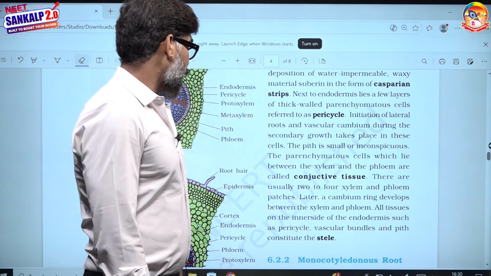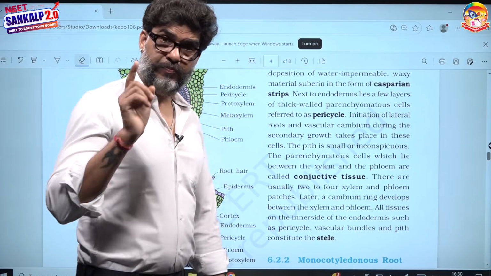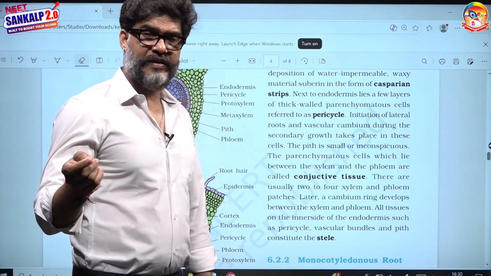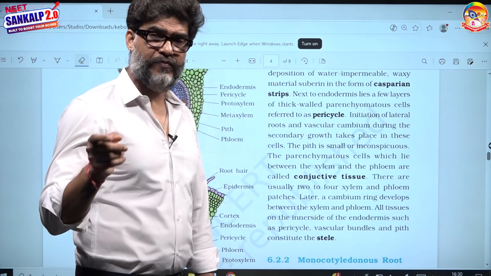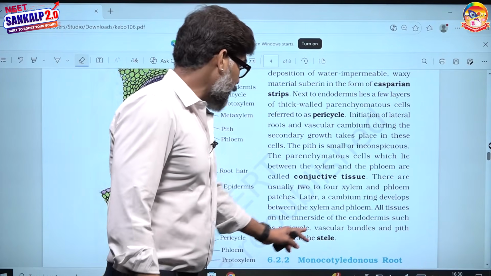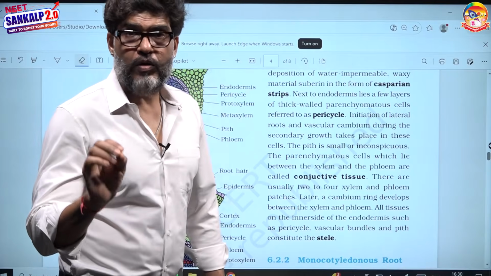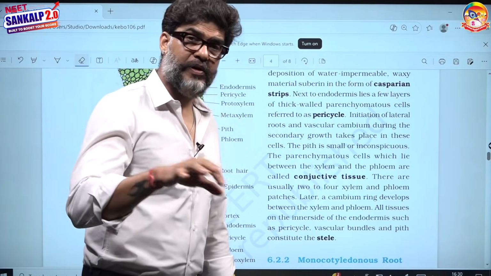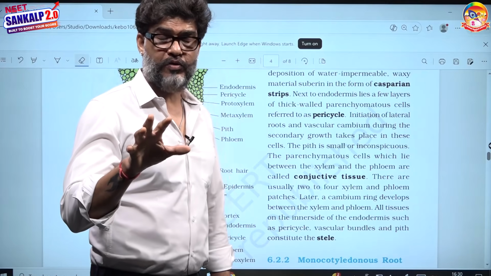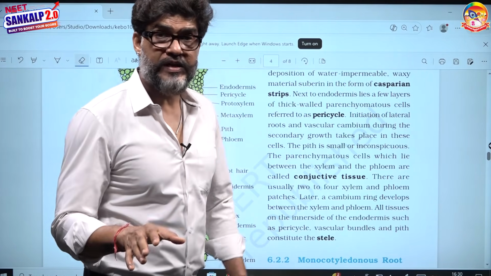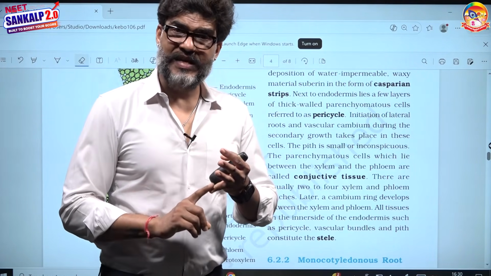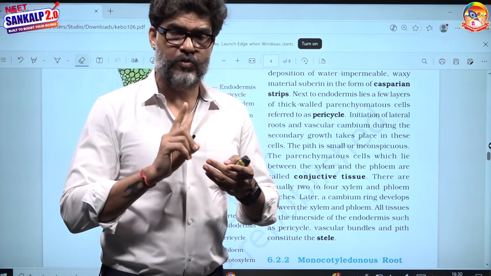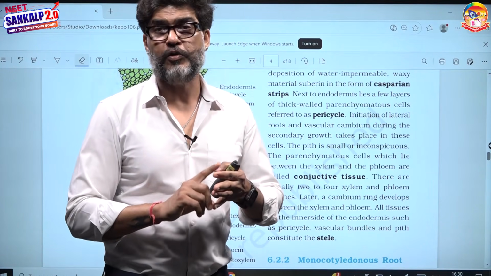All tissues on the inner side of the endodermis, from endodermis inward, meaning pericycle, conjunctive tissue, primary xylem, primary phloem and pith, are collectively known as stele. All tissues lying inner to the endodermis are collectively known as stele. So what is the composition of stele? It includes pericycle, conjunctive tissue, primary xylem, primary phloem, and also pith.